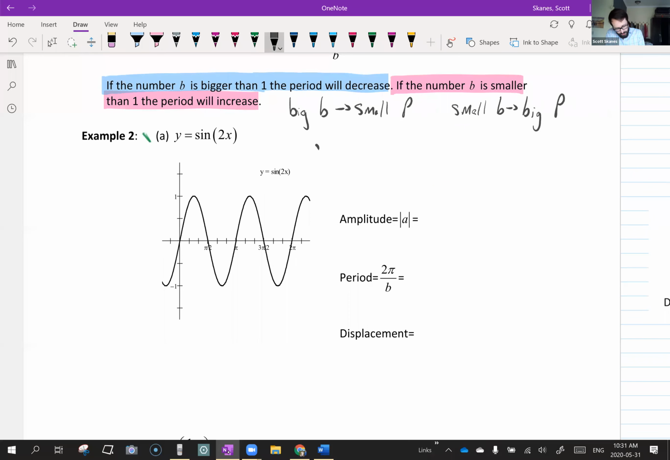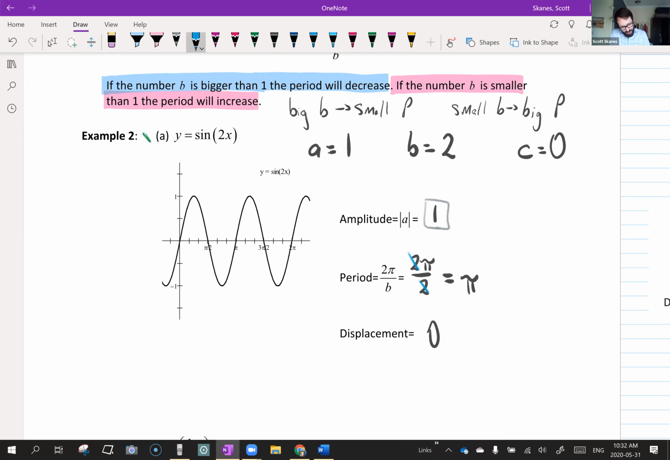Let's do our game. A, B, C. What's A? A is 1. B is 2. All right, so this is the first time it's been anything besides 1. And C is still 0. Okay? Amplitude in this case, 1. Period, 2 pi over B. So that means 2 pi over 2. Ooh, fancy. Cancel those 2's. You got a pi. And displacement, still 0. Let me just write 0 directly. There's nothing special about that, really. So the amplitude is 1.